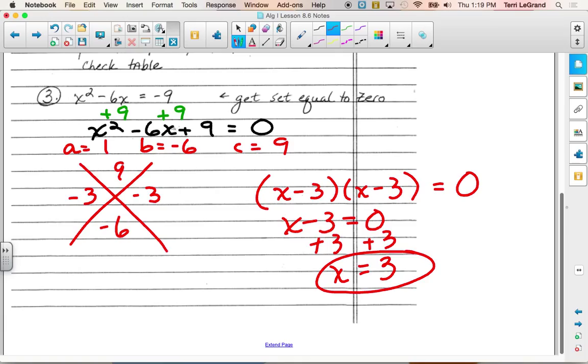What does that tell us about the graph? It's the vertex. It's sitting on the x-axis. Is it opening up or opening down? It is opening up. Okay, I'm easy on you today. Every time you do them, a is equal to 1, and it's opening up. Tomorrow, we're gonna put our thinking caps on and move it tighter.